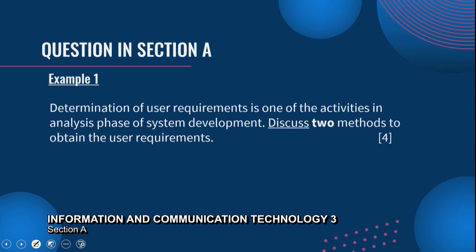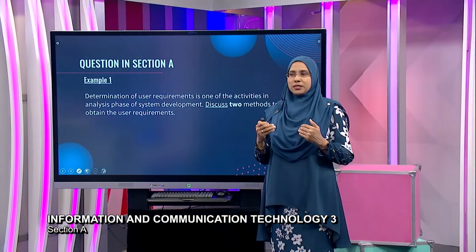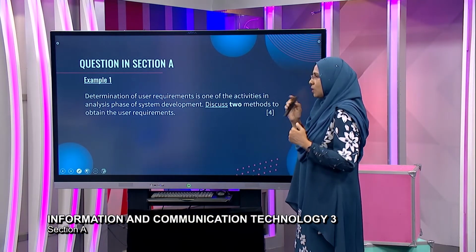So the verb here is discuss, so a longer answer is needed. How many points to discuss? 2 methods, and the marks given are 4. So we can assume 1 point is 2 marks, and you have to discuss 2 points. Okay, so how to write?